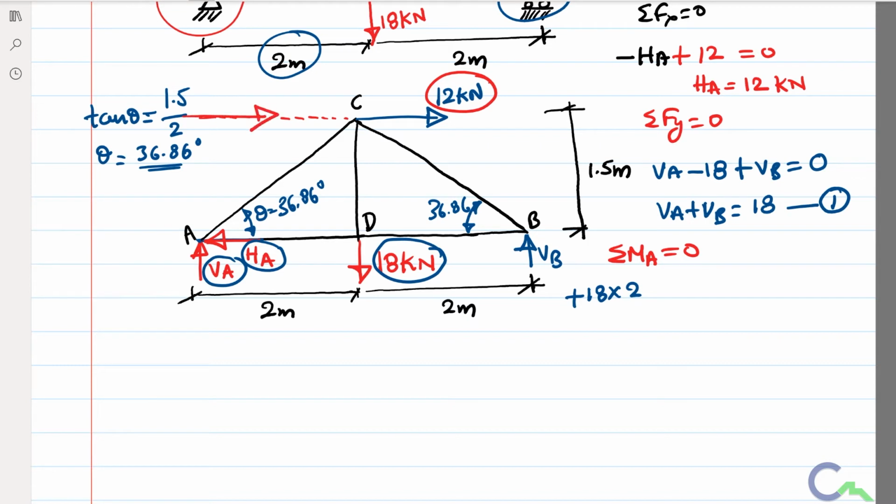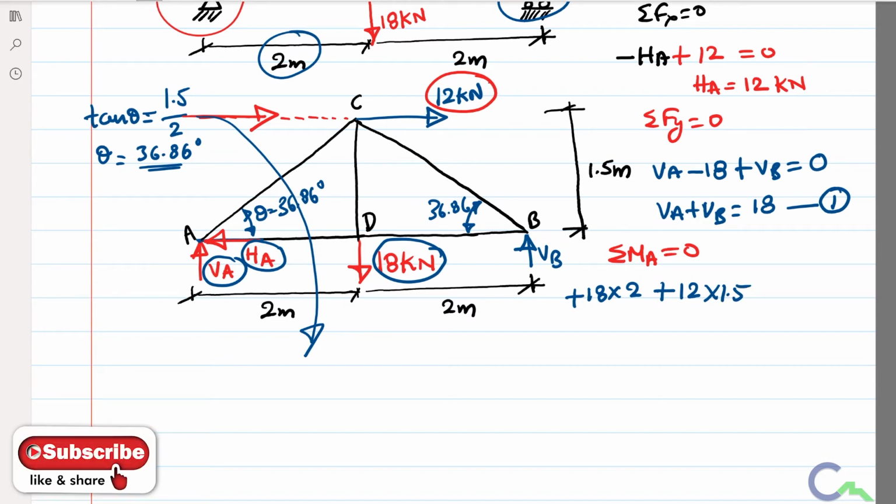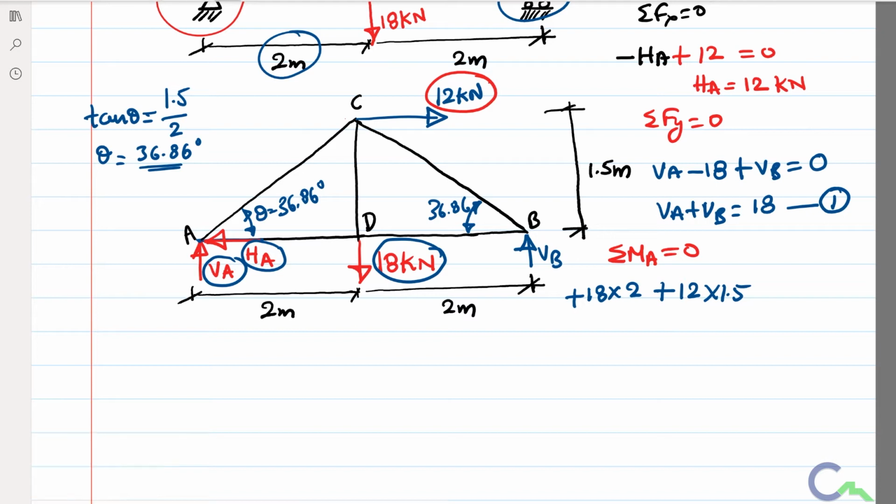I can bring that 12 kilonewton here. So if I apply that force about A, it is going to rotate in clockwise direction. Again it is plus 12 into distance, this distance, that is 1.5 meter. I can see here that is 1.5 meter. Therefore 12 into 1.5. So the next force I am going to consider, that is VB.